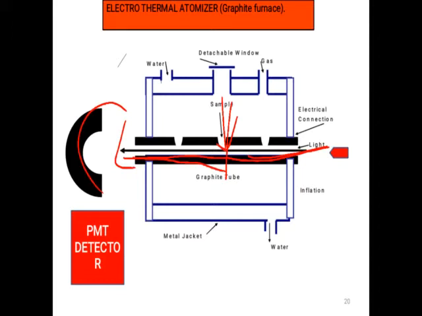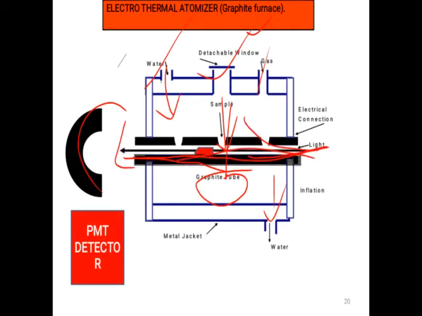So this electrothermal atomizer is made up of a metal jacket. Inside, a graphite tube is present. Here the discharge lamp is present, water is present. There is an entry for the gas as well as the water. Heat is generated, that's why there is an entry for the water and exit for the water, for the cooling of the electrothermal atomizer. So it is also called a graphite furnace. Okay, you can observe in this way the light passes and the sample enters.